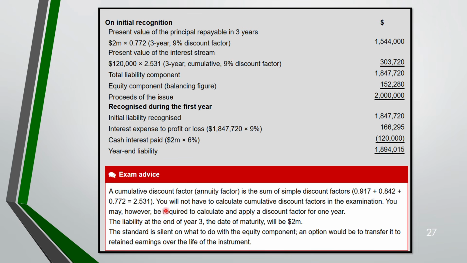The standard is silent on what to do with the equity component. An option would be to transfer it to retained earnings over the life of the instrument. So if the standard is silent means they will not going to test you that what would be the amount at the year end of the equity. That they will never ask you. They might ask for the liability like this, but not equity because the standard is silent.